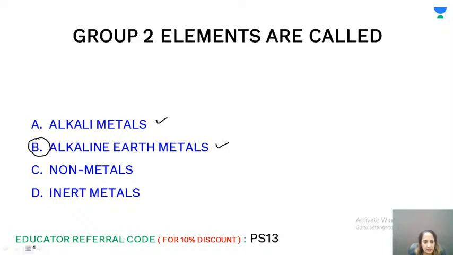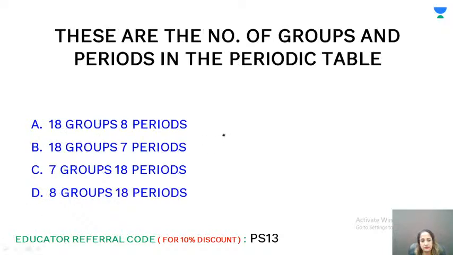Okay, and then we have the number of groups and periods in the periodic table. If you attended this session carefully, you will be able to answer this question: how many groups and how many periods are there? So guys, the answer is B. There are 18 groups and 7 periods present in the periodic table.